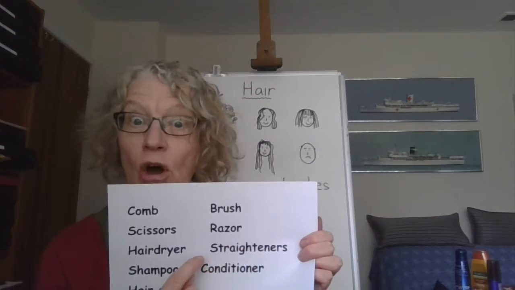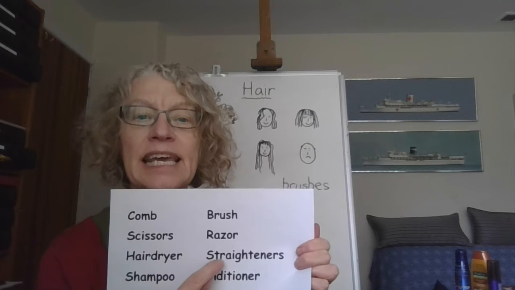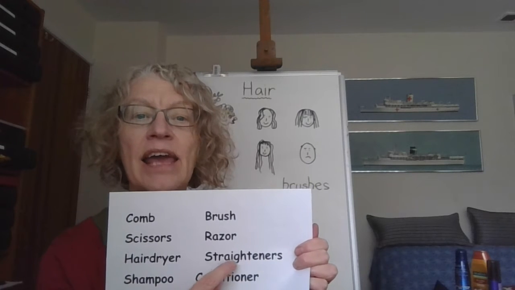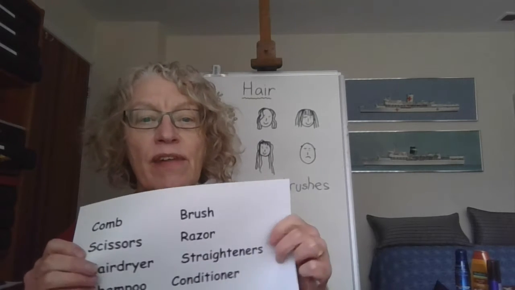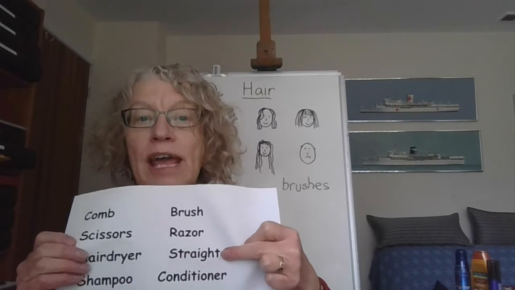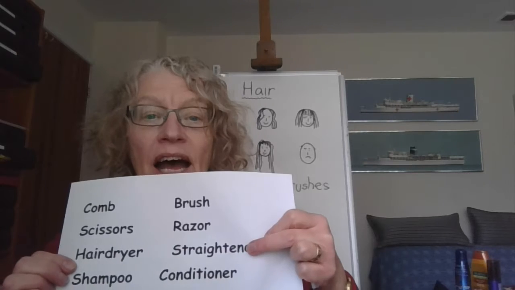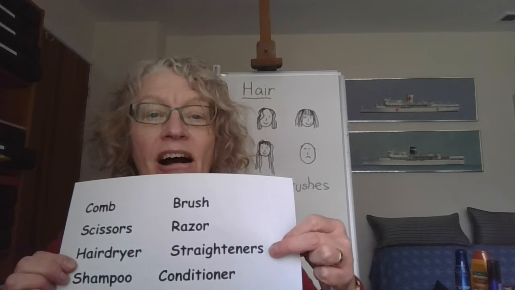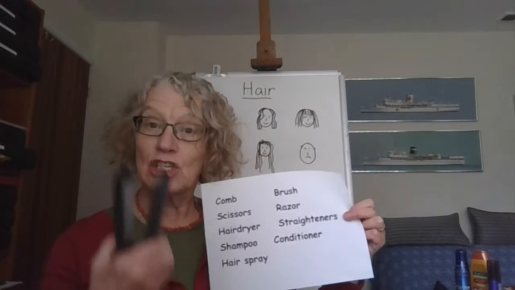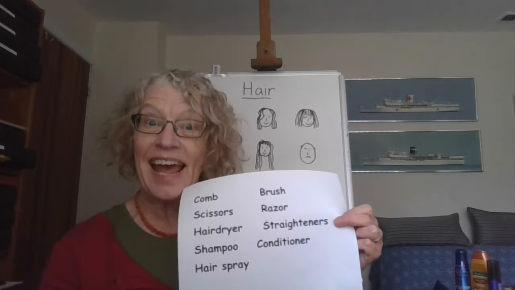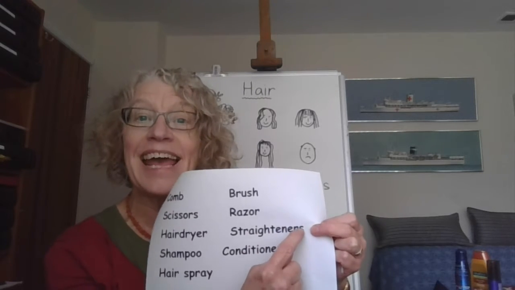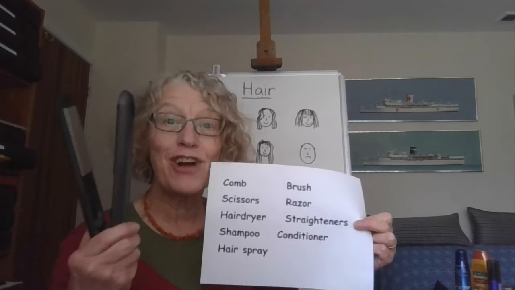Straighteners. Now that's a long word. S-T-R-A-I-G-H-T. So that says straight, like straight hair. And then E-N-E-R-S. Straighteners. And again, like scissors, they always have an S. They're always plural. Straighteners.